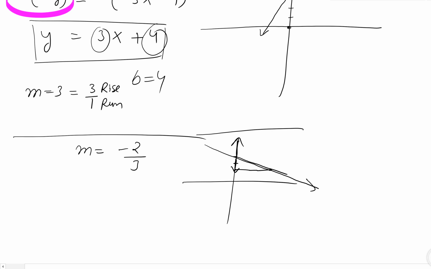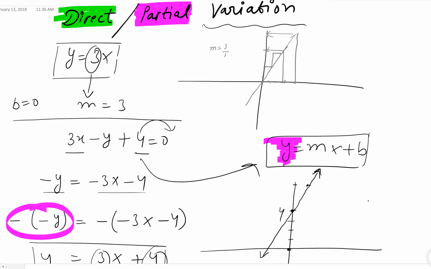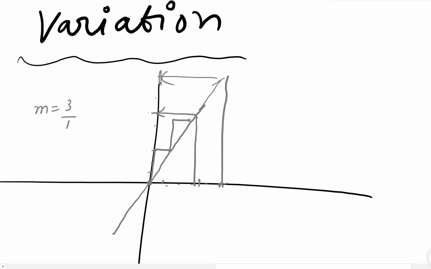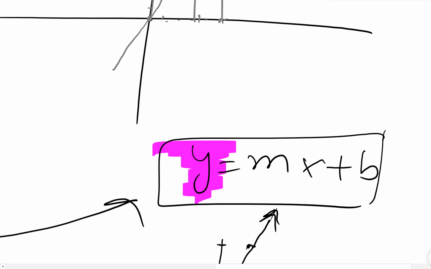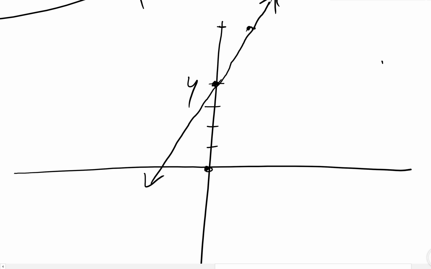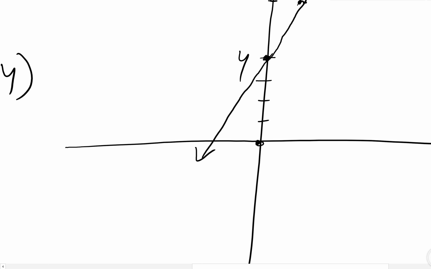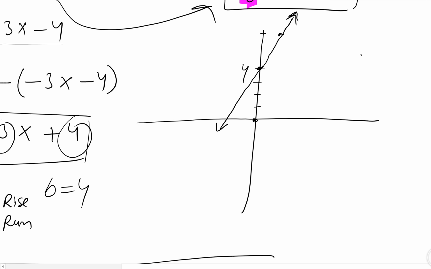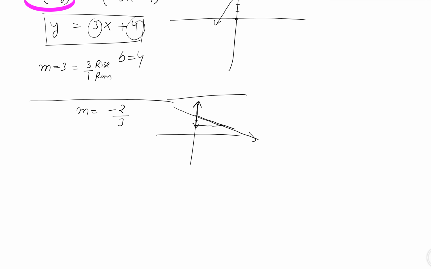Now we were talking about the relations. Whenever your initial value is 0, we call it direct. In other words, your graph starts from the origin, which is right there. And if the graph is not starting from the origin, it's starting somewhere else, that means the initial value is different from 0, then we call it partial variation. Good?